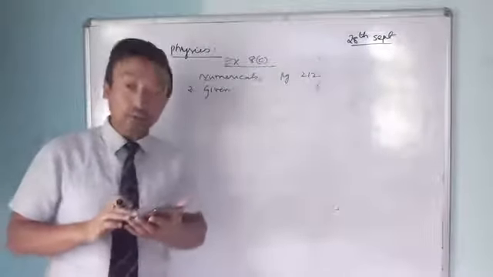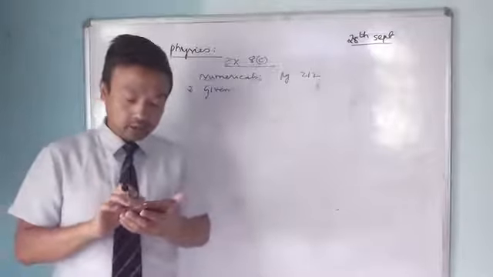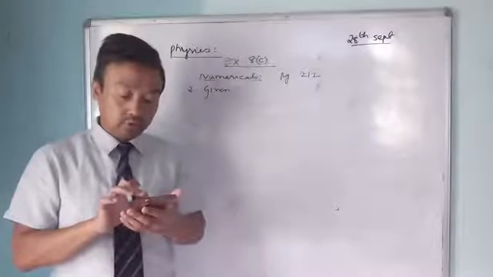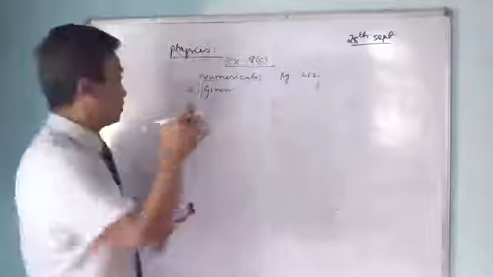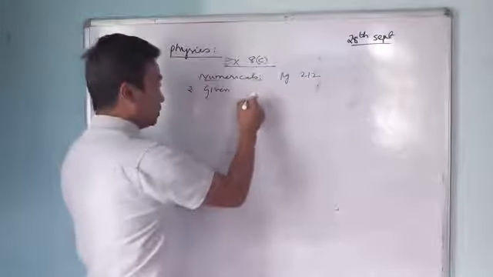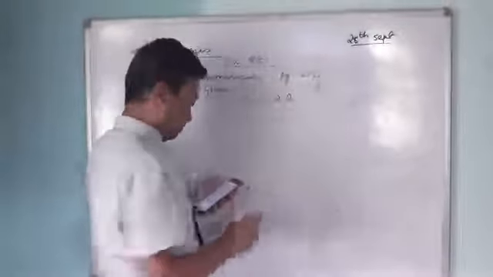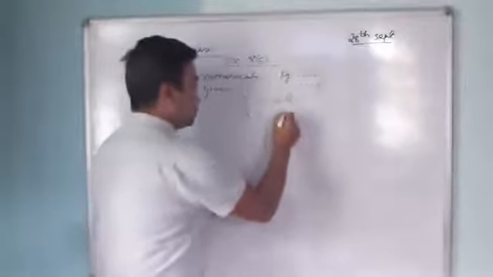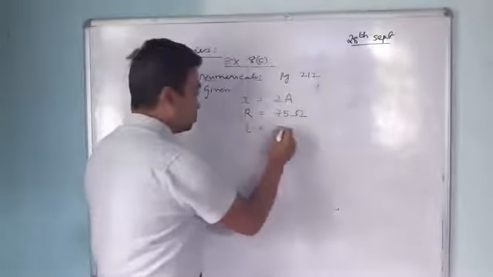A current of 2 ampere is passed through a coil of resistance 75 ohm for 2 minutes. So in the first sentence, 3 things are given to you, so you have to write that down. A current, we know that current is I, which is 2 ampere, capital A, is passed through a coil of resistance 75 ohm. So resistance is given to you as 75 ohm and it is flowing for time 2 minutes.